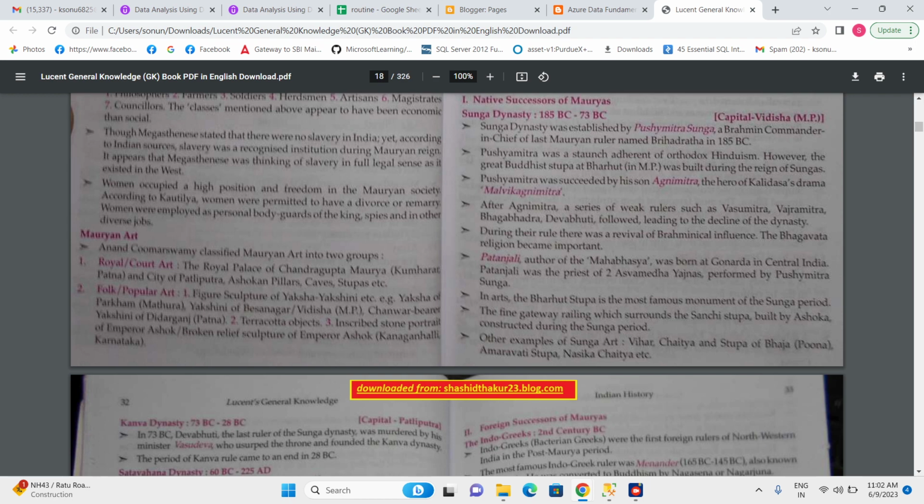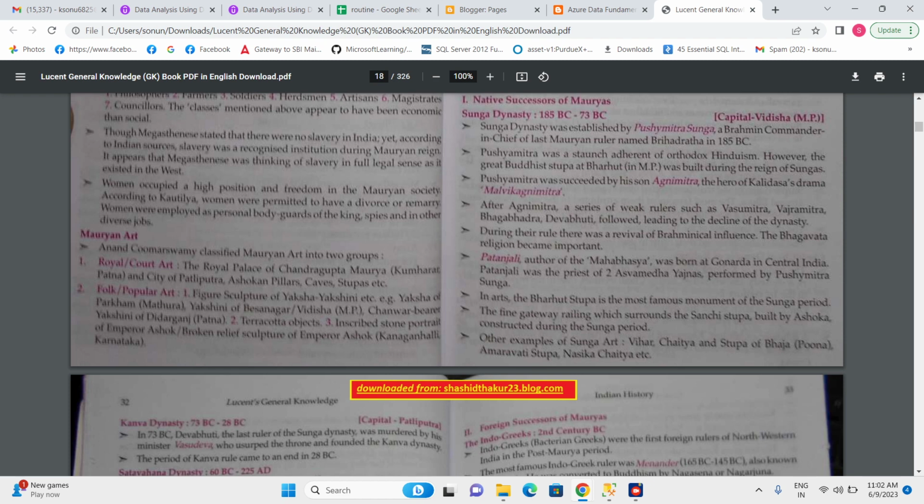Now another important dynasty is the Parthians, and the important ruler was Gondophernes. The important point about his reign is that Saint Thomas came to India to propagate Christianity. So when the question is when Saint Thomas came to India to propagate Christianity, he came at the time of the Parthian dynasty, and the ruler was Gondophernes.